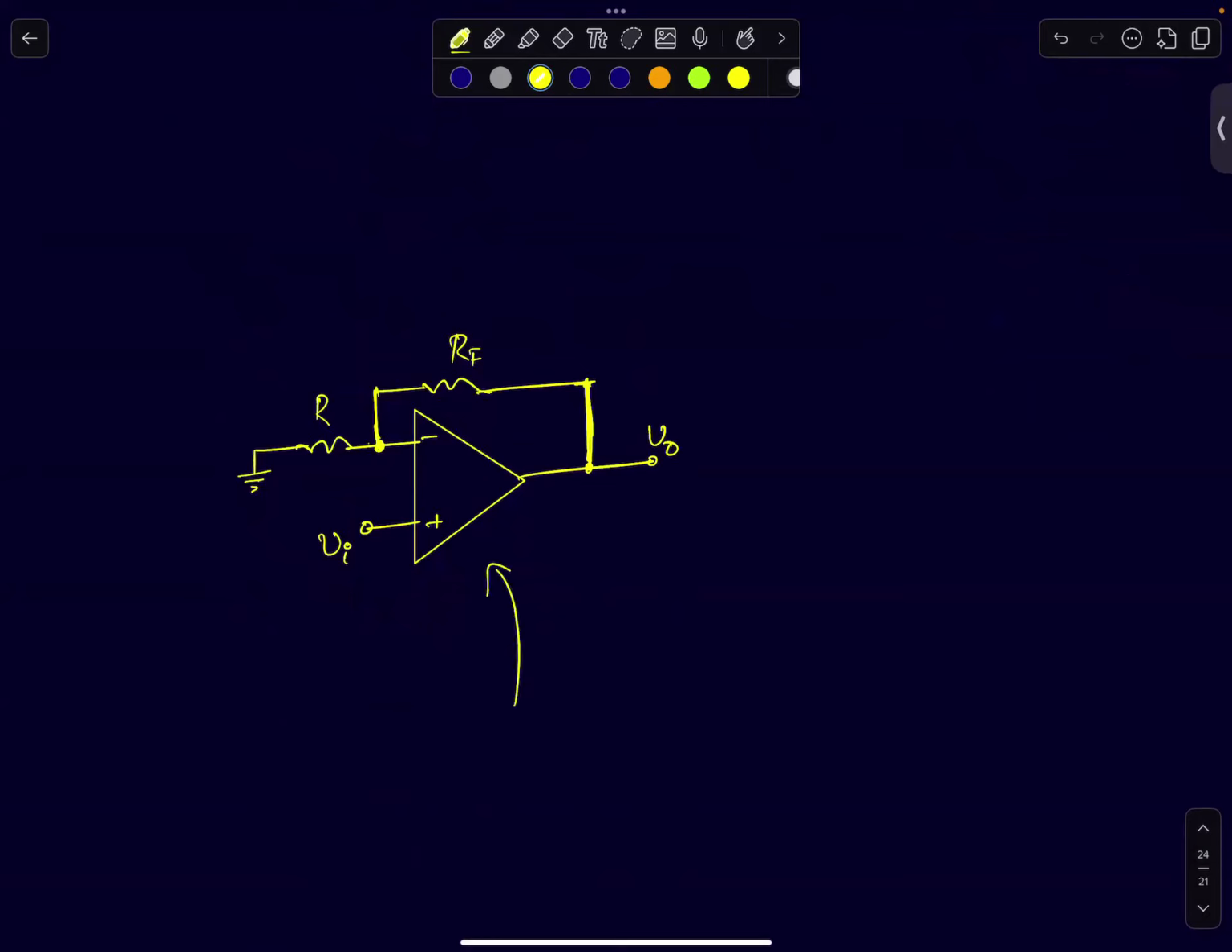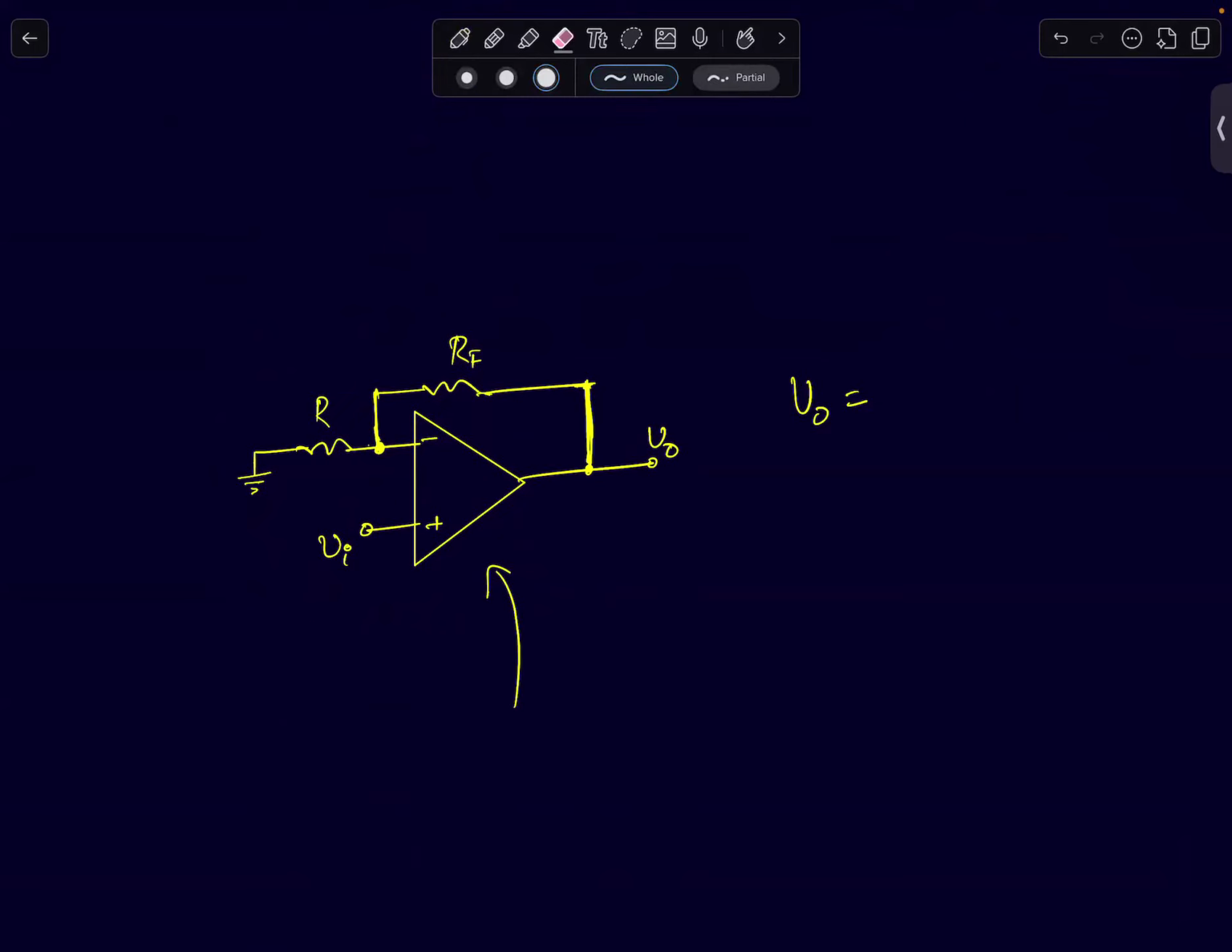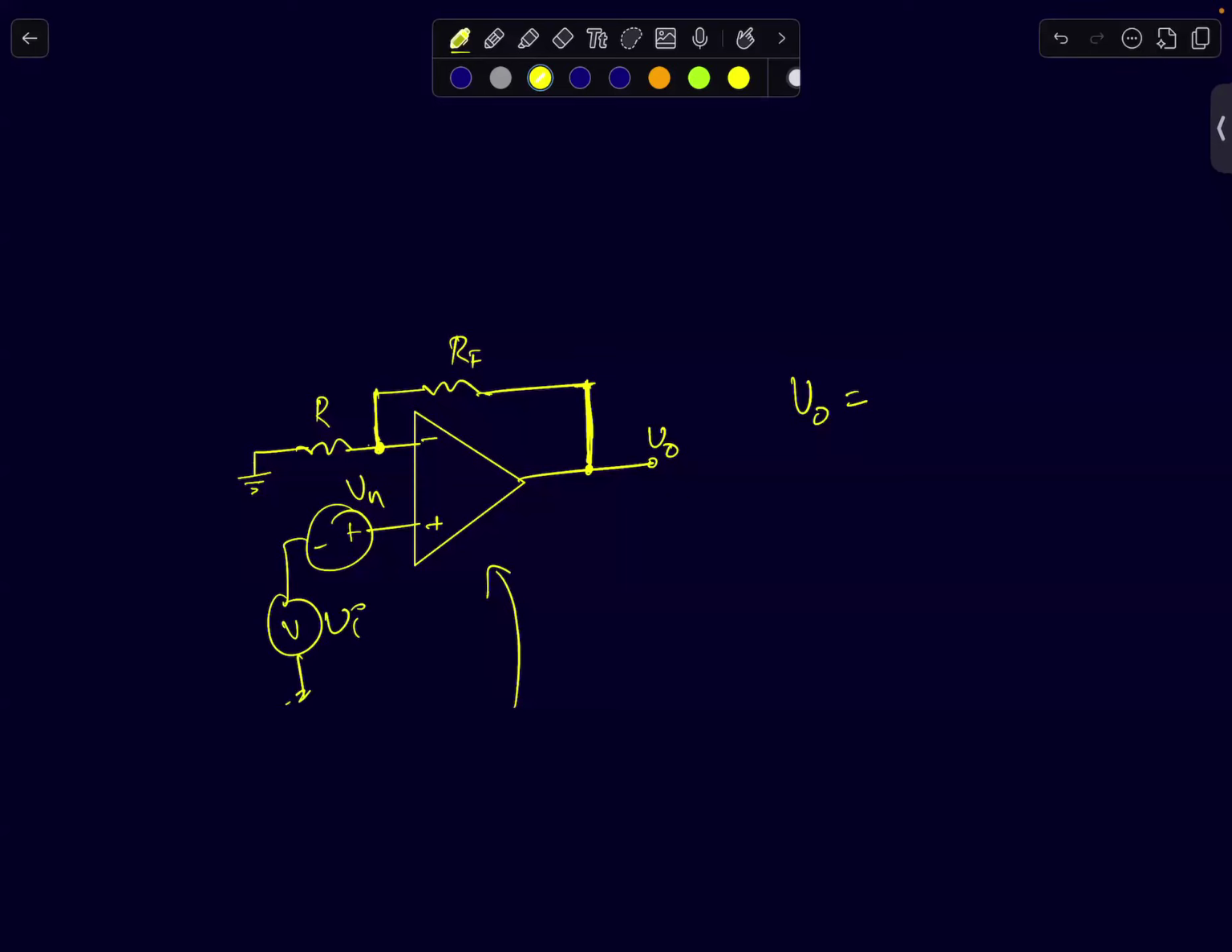Now, what about this circuit? Can you tell me what will be the output voltage due to noise and this? Again, model it on the positive terminal. If you model it on the positive terminal, you will get Vnoise and Vi in series like this. So what will be the output?